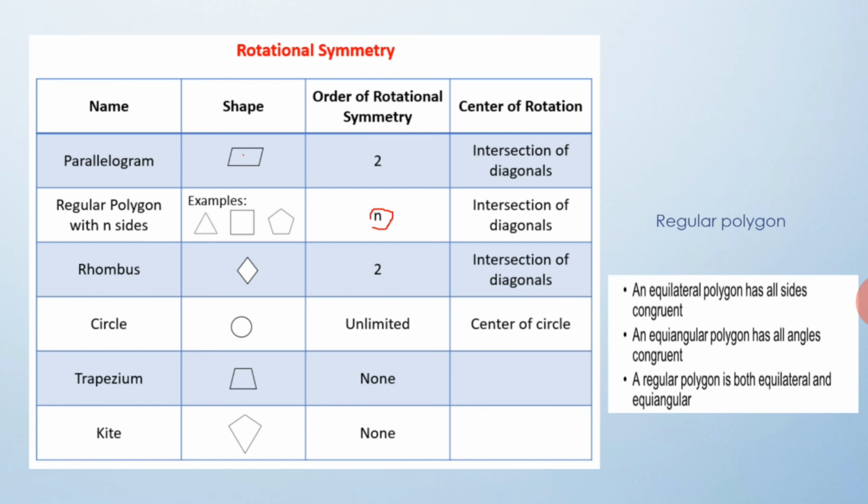So, you should know what a regular polygon is. An equilateral polygon has all sides congruent, that means equal. And an equiangular polygon has all angles congruent. So, a regular polygon is both equilateral and equiangular. That means all sides and angles are equal, or else we can say they are the same. Clear?